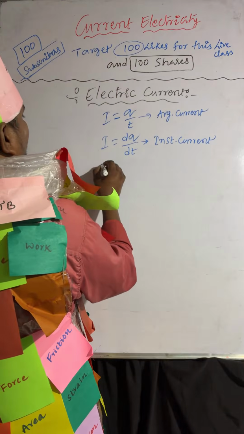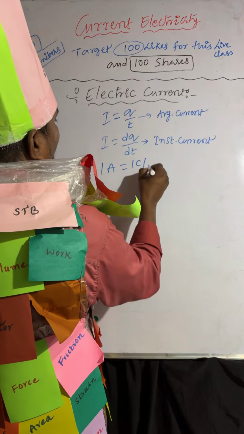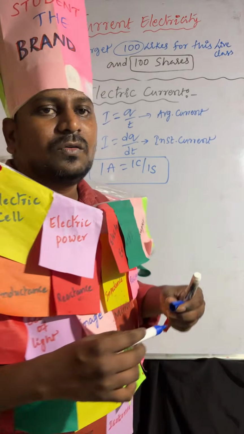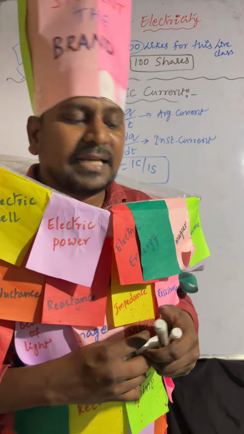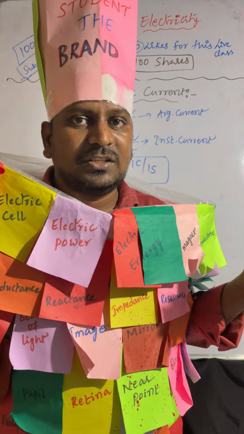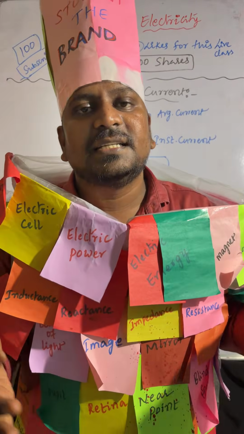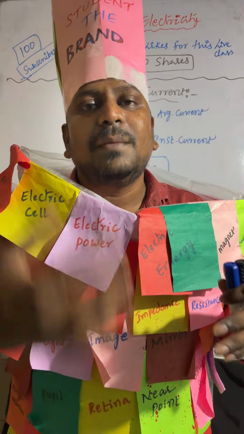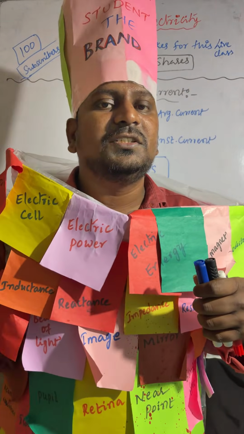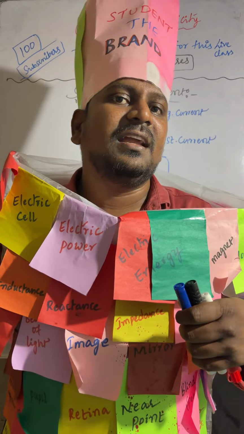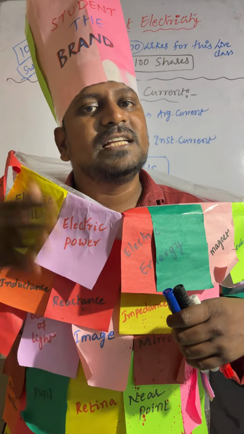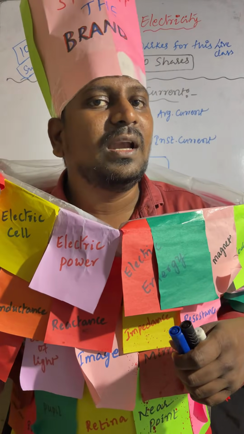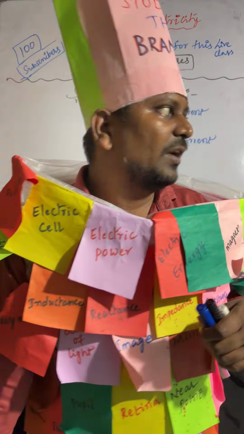So 1 ampere equals 1 coulomb per 1 second. SI unit of current is ampere. SI unit of charge is coulomb. SI unit of time is second. So 1 ampere is defined as 1 coulomb of charge flowing through unit cross-sectional area per second. That is called electric current. Understood or not? I hope it is very clear.